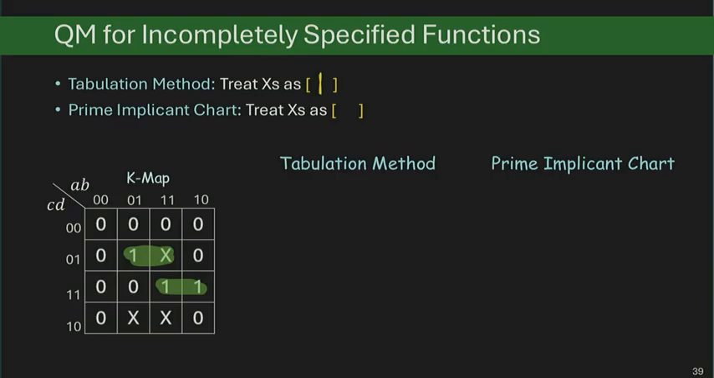And when we're trying to cover them in that cover table, you see we have different columns for different minterms. You don't have to include any of the x's. The don't cares don't have to be covered. So in the implicant chart, we treat x essentially as zeros. Do not put them in the columns of the prime implicant chart.